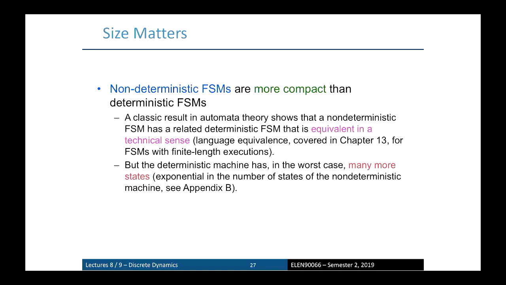The caveat here is the deterministic machine, in the worst case, has many more states. It's actually pretty bad. It's exponential in the number of states of the non-deterministic machine. Check out the text for more detail, or have a look around on the web for this. It's a very interesting result. Basically, think about the non-deterministic FSM as clumping things together and losing information. And if you want to turn it into a deterministic one, you're pulling it apart again.